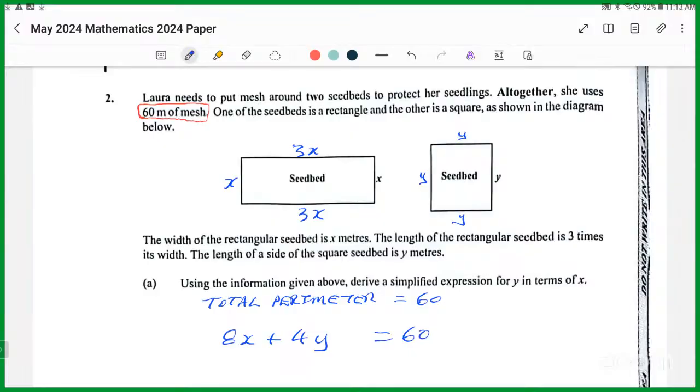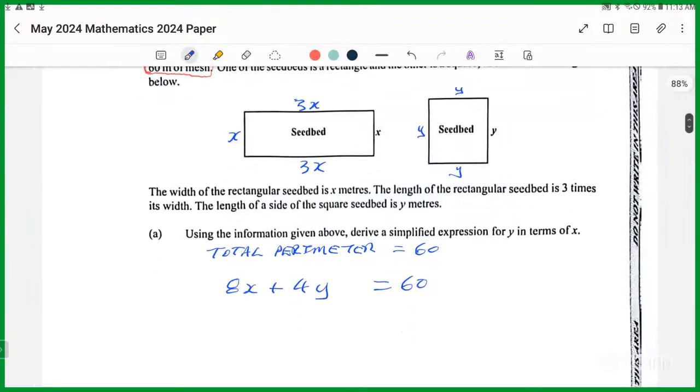That's where we start. But I want y in terms of x. Now this can be divided down by 4. You must always simplify your expressions. Always simplify your expressions. Each of these terms can be divided by 4. We're going to divide through by 4 to simplify.